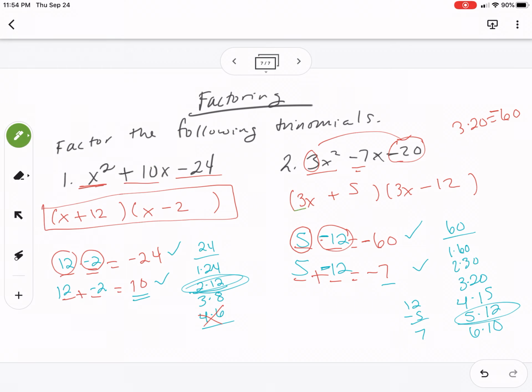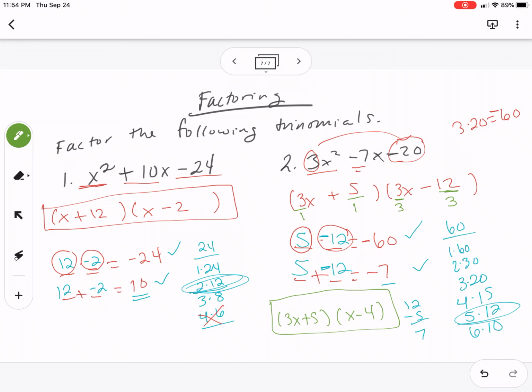So if we look at 3 and 5, both of those can only be divided by 1. So that factor is going to stay 3x plus 5. Our next factor, you can divide both 3 and 12 by 3. So that would become a 1x minus 4, or just x minus 4. So those would be our two factors for this problem.